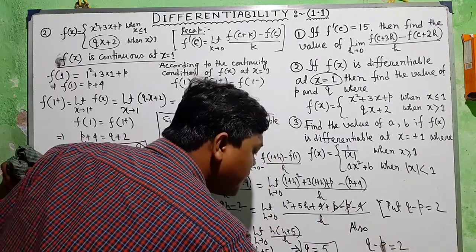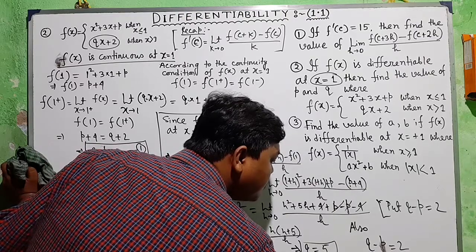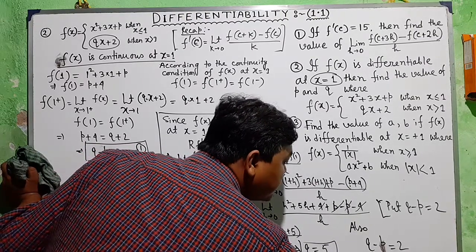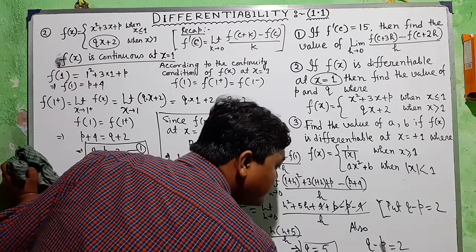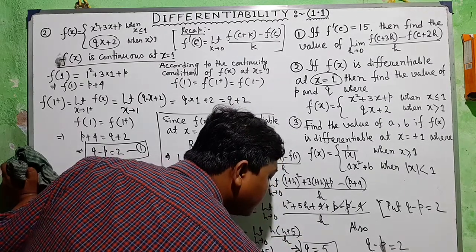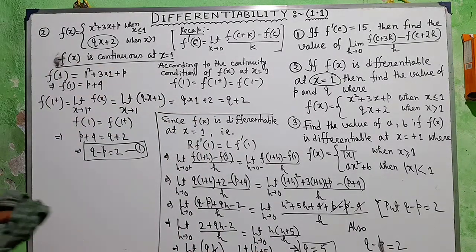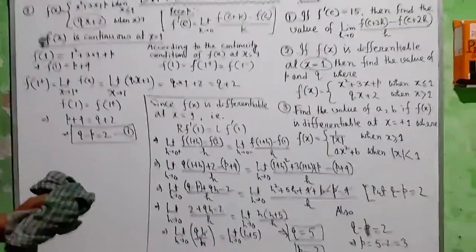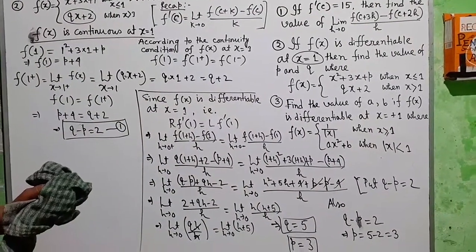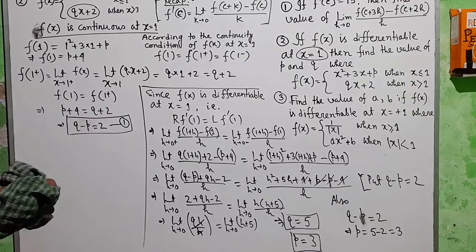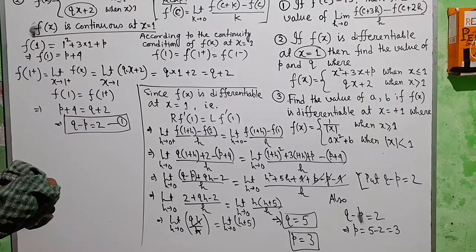So we have gotten q equals to 5, and the given relation q minus p equals to 2. Now we put q equals to 5, then p equals to 5 minus 2, that gives 3. So p equals to 3. So that is our required answer. So we have gotten the value p equals to 3 and q equals to 5.